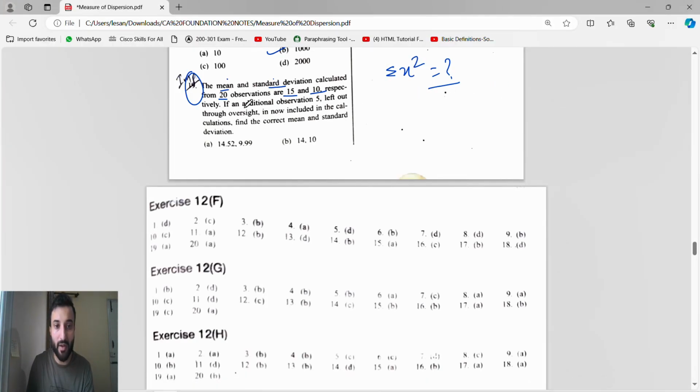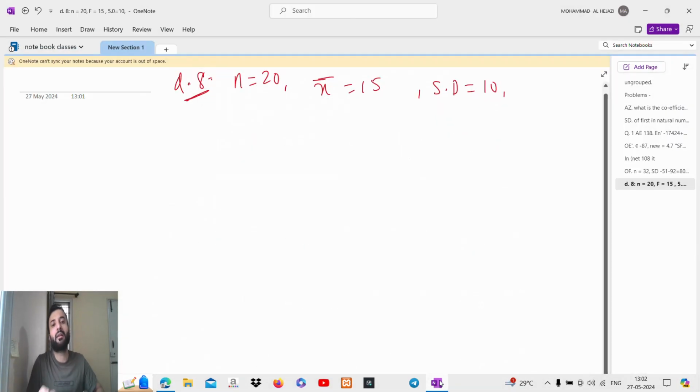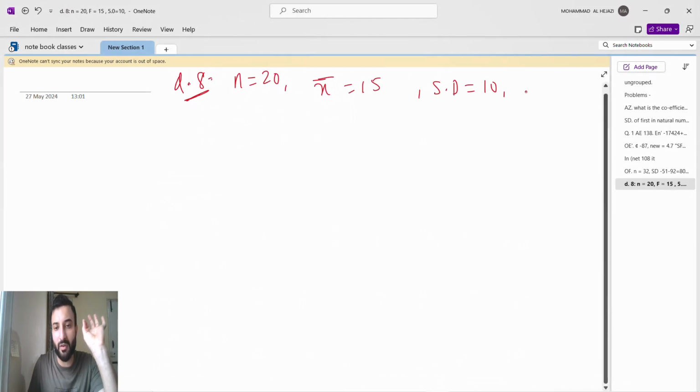They said if an additional observation 5 was left out, meaning one observation is left out, and it is now included in the calculation, find the correct mean and standard deviation. Means what is happening here, nothing is wrong. Here they have just left out one observation.